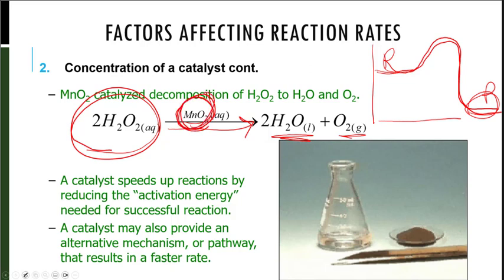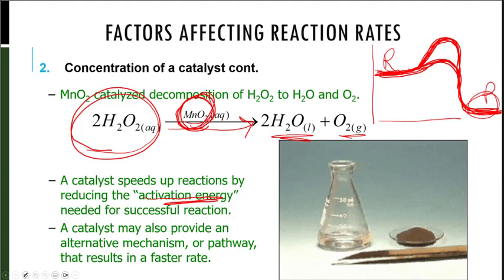However, when manganese dioxide is added to the hydrogen peroxide, that catalyst makes that activation energy lower so that the reaction can happen more quickly. It's still starting with the same reactants, it's still getting us to the same products, it's just changing the pathway. Instead of having to go all the way up here to reach this activation energy, we're able to take a shortcut to get to our products. So that catalyst speeds up reactions by reducing that activation energy needed for a successful reaction.